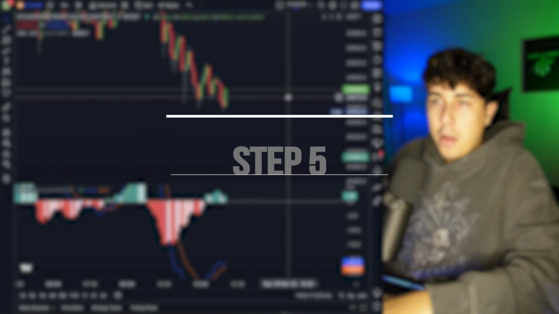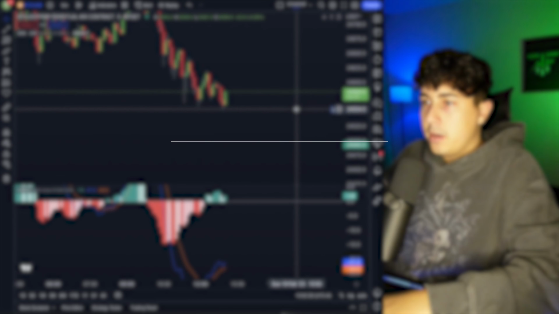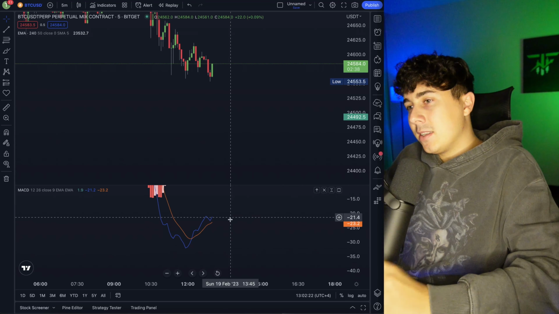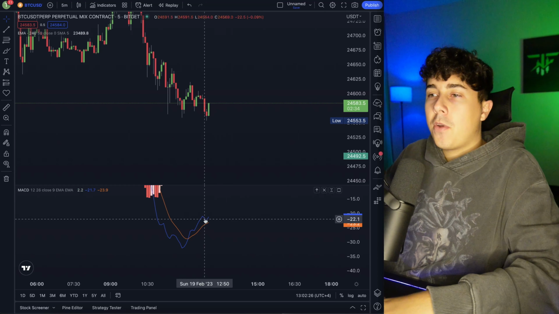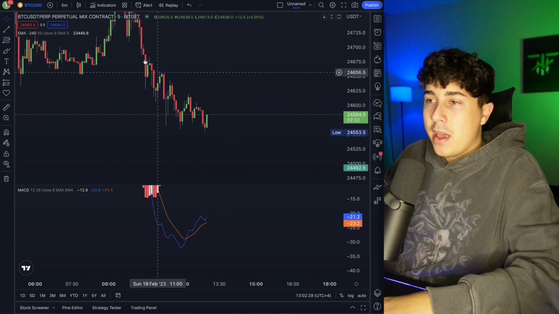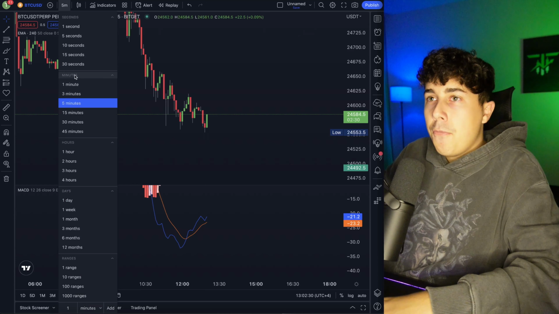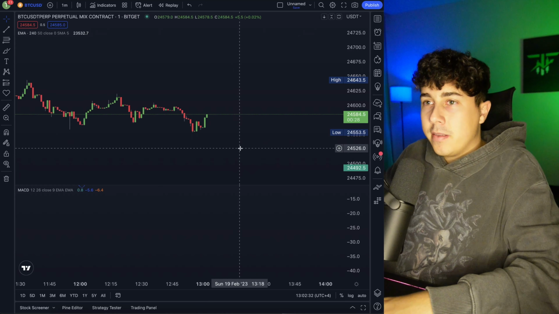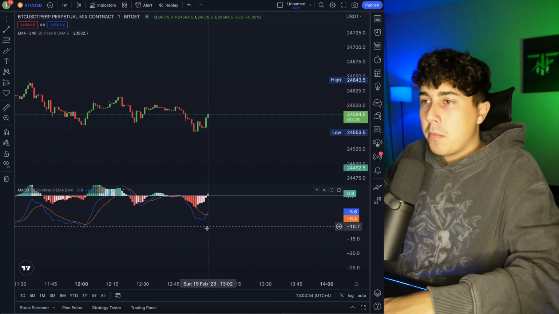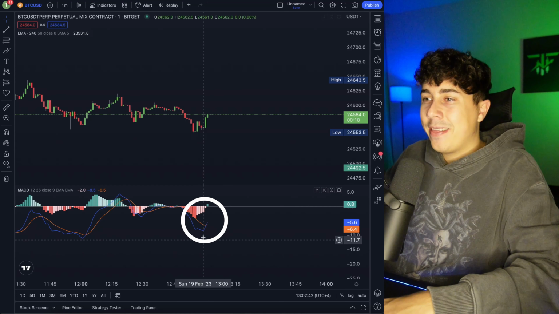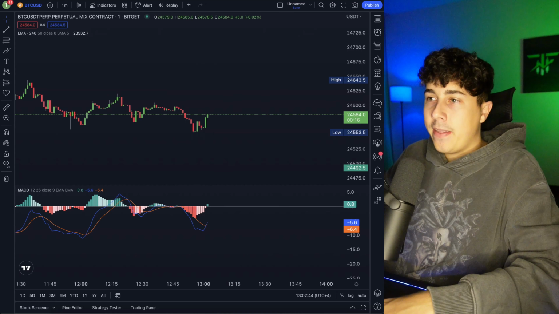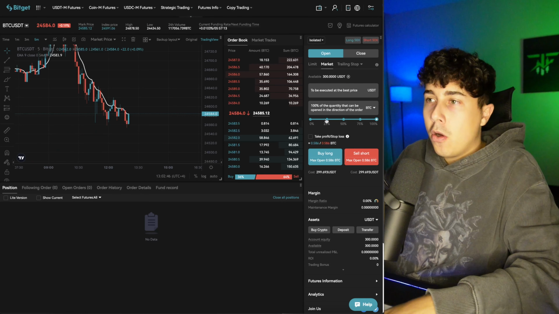So guys, we have now a perfect example here in the chart why sometimes it's better to use the 1-minute and not the 5-minute time frame, because here in the 5-minute time frame it looks like there's nothing happening right now. But if we take now a look here on the 1-minute time frame, we can see that in the 1-minute time frame the MACD line is crossing our signal line, and this is for us a bullish sign. And that means that we are going now here on Bitget.